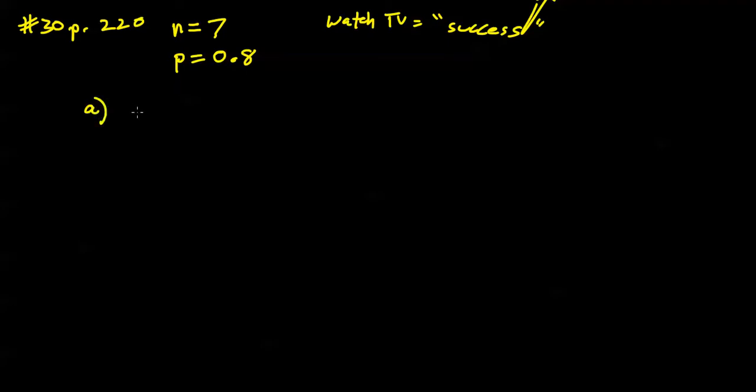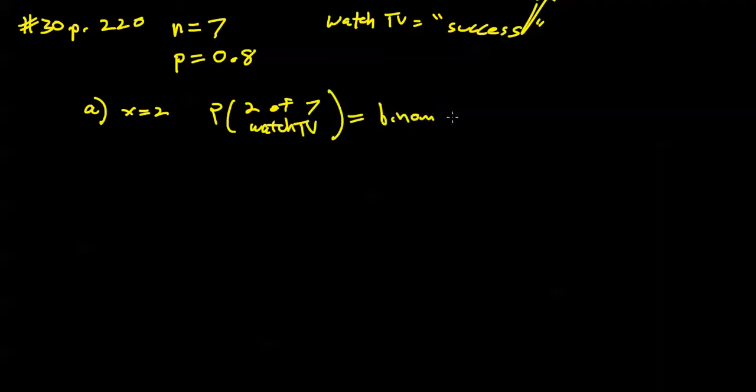So let's read part A. Find the probability that exactly 2 of the selected adults watch primetime TV live. So here, x equals 2. So the probability of 2 of 7 watching TV live. Well, I can just plug this into the Binomial PDF formula and let the calculator take the brunt of the calculations. I've got 7 trials. The probability of success in any one trial is 0.8. And the number of successes we're looking for in this part of the problem is 2.